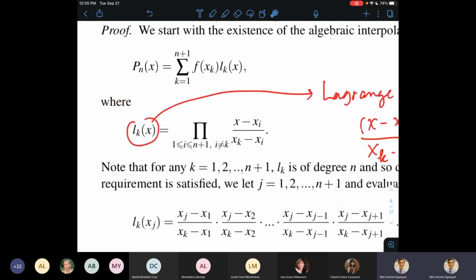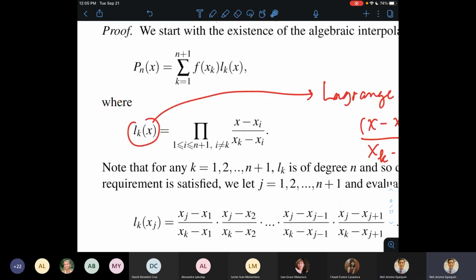Or do you want me to enlarge this? Yeah. Anyone? Ano yung degree ni LK? So again, we can find the degree of LK by looking at how many factors do we have. Kasi may x ka lang naman dito, mag-multiply ka na mag-multiply. So kung ilan yung pinag-multiply natin ng mga x minus xi over xk minus xi, yun yung degree ng Lagrange basis polynomial.